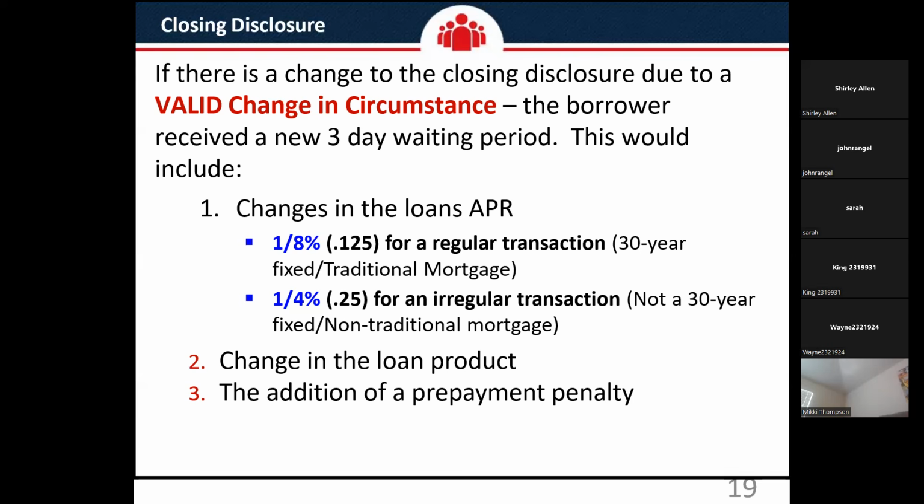A change in the loan product would require a valid change in circumstance. They decided they wanted a 15-year loan instead of 30 years. That's a legitimate reason to change. And an addition of a prepayment penalty, that's a reason to change.